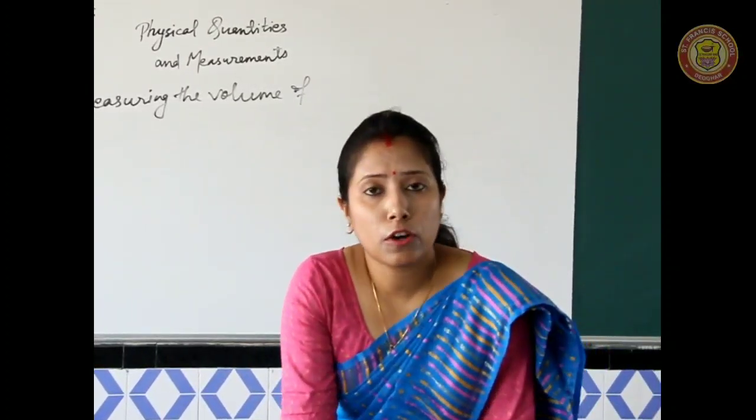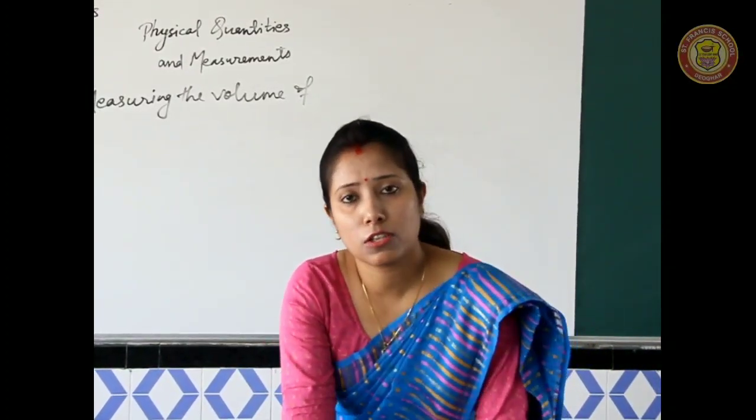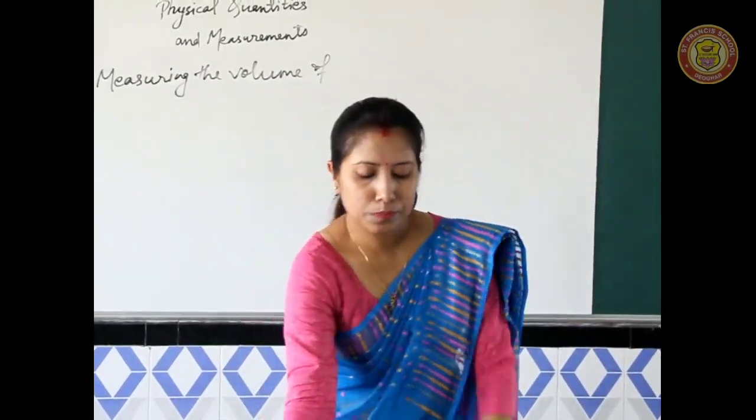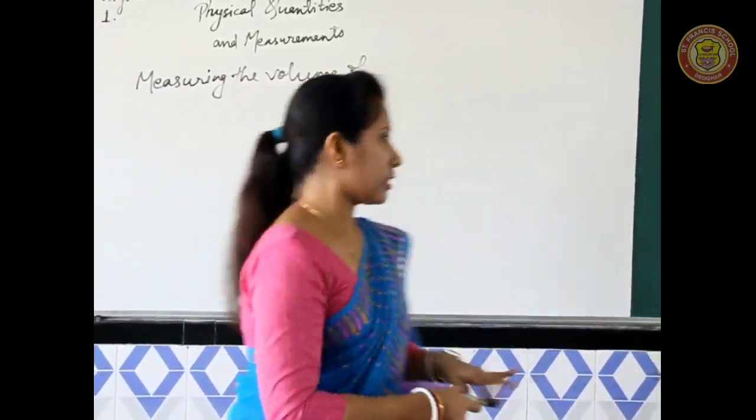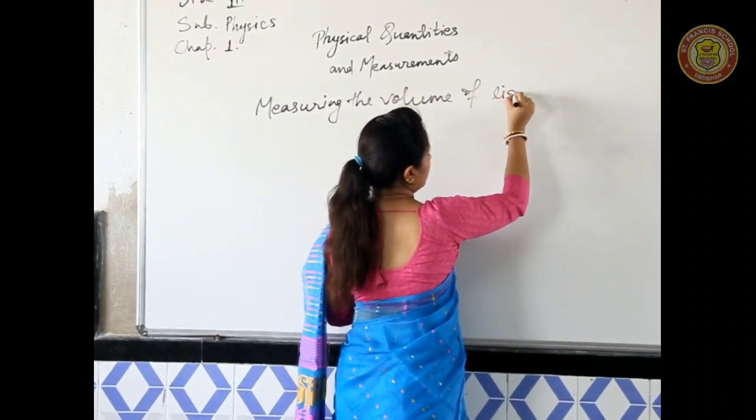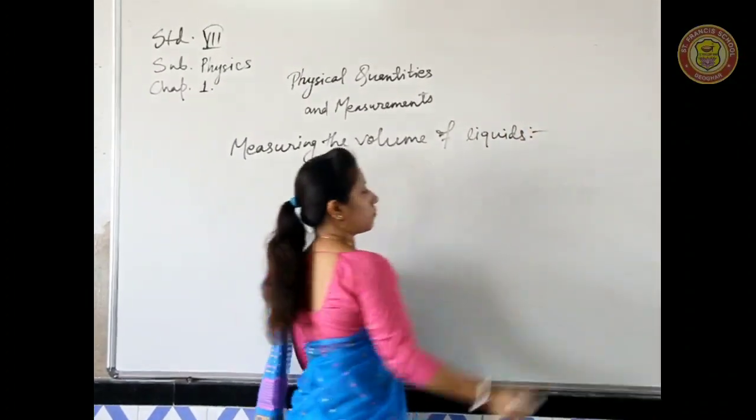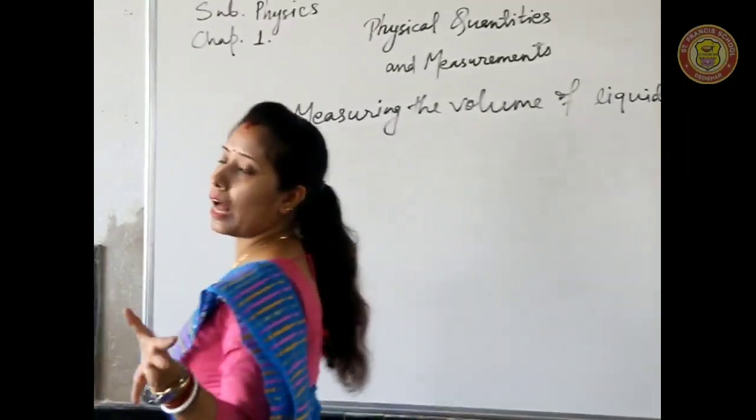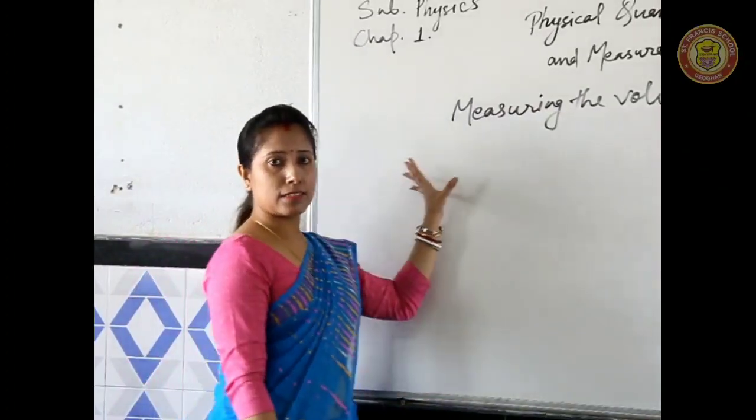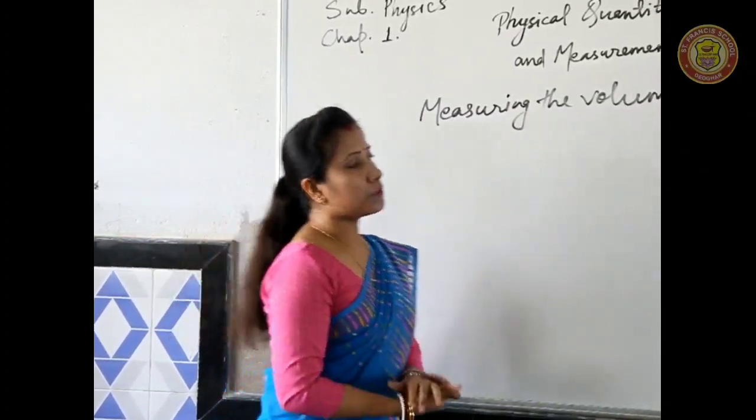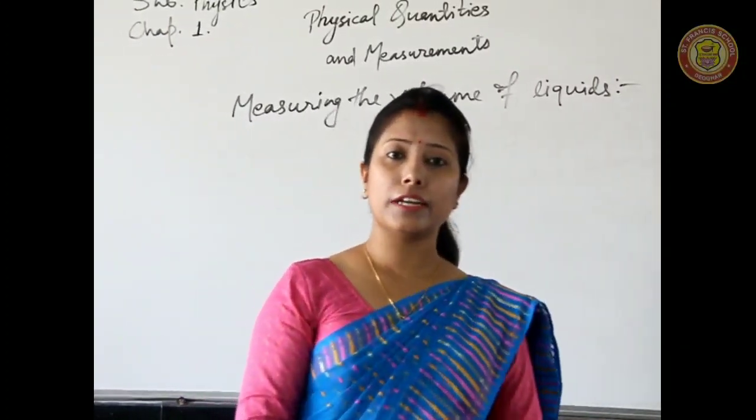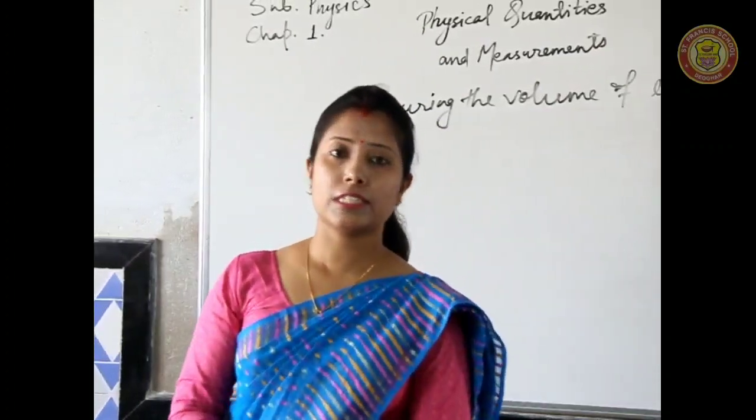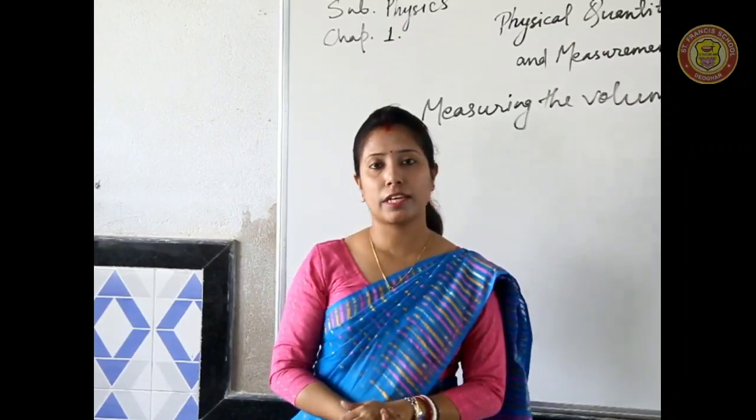Measuring the volume of solids is easier because solids have definite shape and definite volume. Next, we move on to measuring the volume of liquids. As we all know, in liquids the particles are less closely packed than in solids. So liquids don't have any particular volume and they also don't have any particular shape. The liquids take the shape of the container in which they are kept.